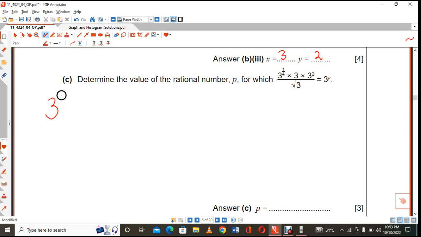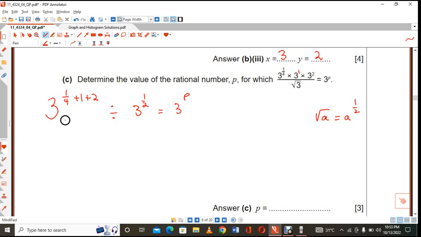So the numerator, if you multiply and the bases are the same, remember this is the power 1, you add the indices, so 1/4 plus 1 plus 2, and you divide that by 3 raised to the power of a half. Remember, the square root of a is the same as a raised to the power of half. And that should equal 3 raised to the power of p.